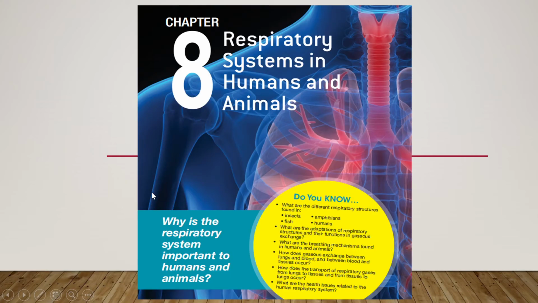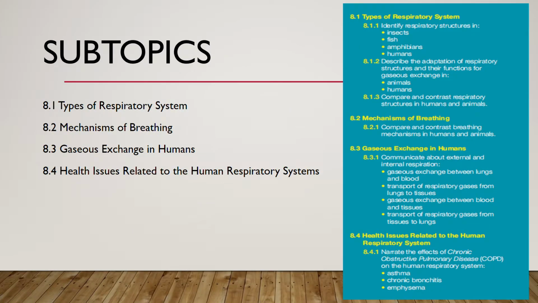Okay, so next. Today we are going to look at chapter 8, respiratory systems in humans and animals. In this chapter we have 4 subtopics. We are going to look at the first one, the types of respiratory system.